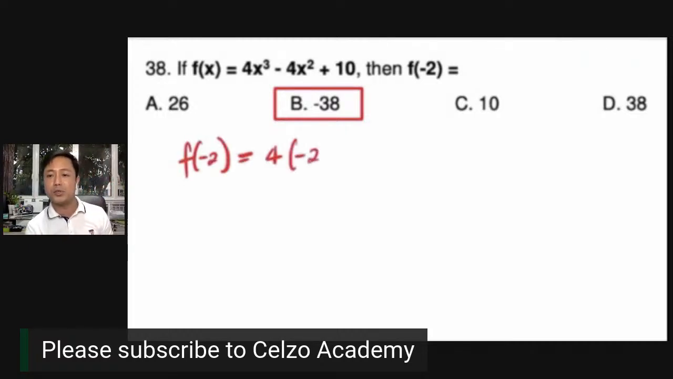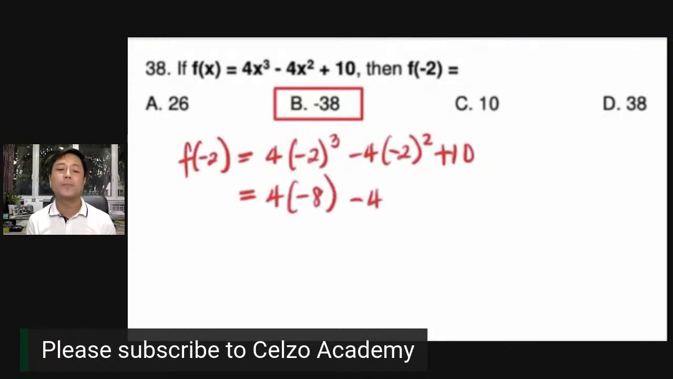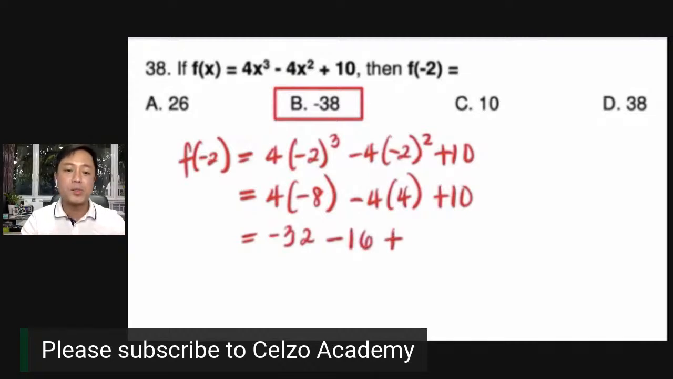We simply substitute negative 2 into the x. And be careful when doing negative 2 to the third power. Of course, that's negative 2 times negative 2 times negative 2, which is negative 8. And when you simplify this expression, you will get negative 38. Make sure you're using the order of operations as well. Okay? So lahat po ng sumagot, tama ang answer ninyo. It's letter B, negative 38.